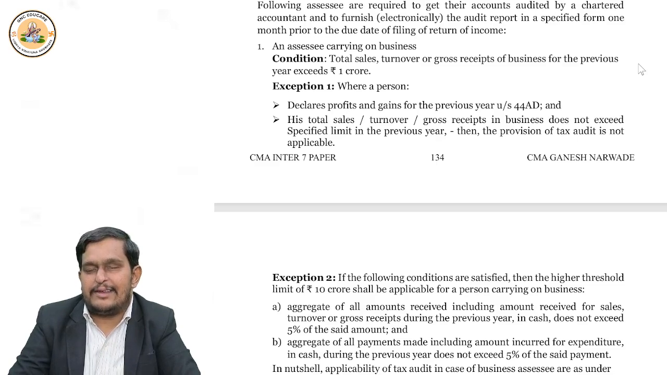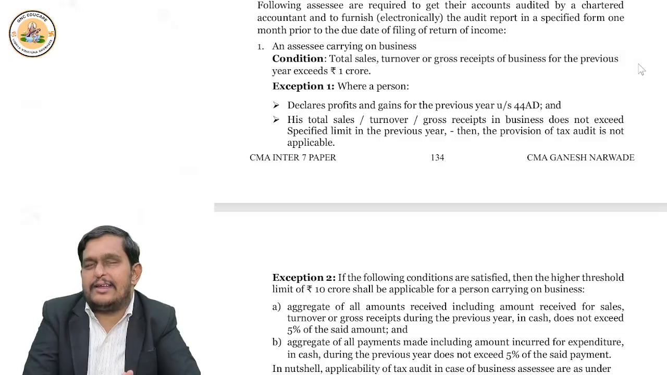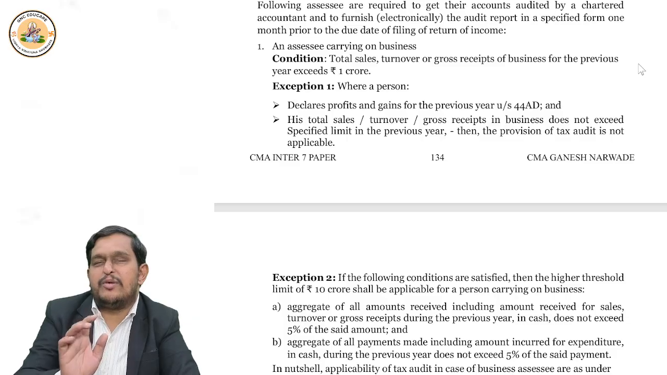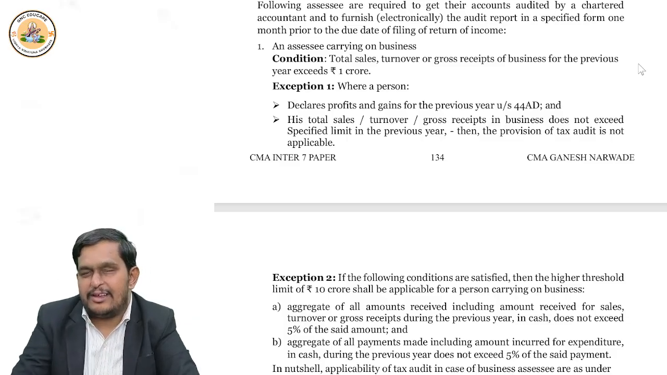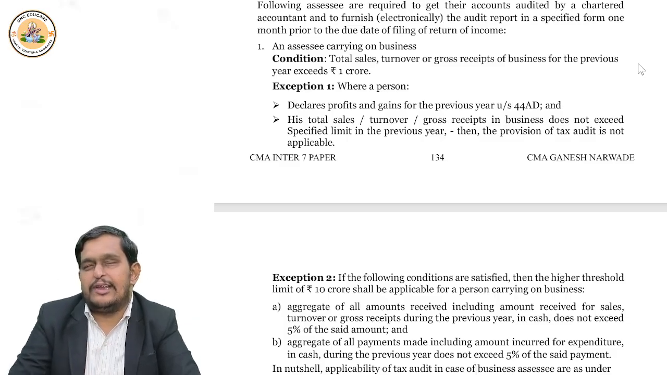If it is less than 10 crores turnover, no need to do tax audit. Turnover 10 crores or more, then do tax audit. Like this, you should remember the topic. Are you clear? Very good. Now shall we go to the next story?